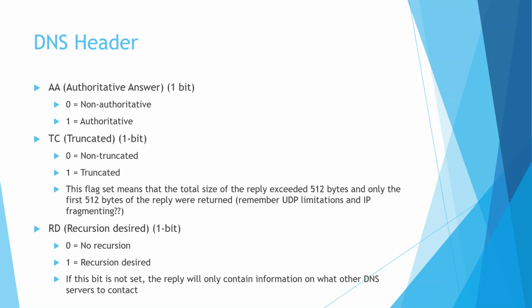Then we have the RD bit, which is recursion desired, and that's again 1 bit, and that's going to be 0 for no recursion, 1 for recursion desired. If this bit isn't set, the reply will only contain information on what other DNS servers to contact. So basically, if we don't set that, then we're going to move forward and act as our own recursive DNS server. We're going to reach out to other DNS servers and do that iterative process on our own behalf.